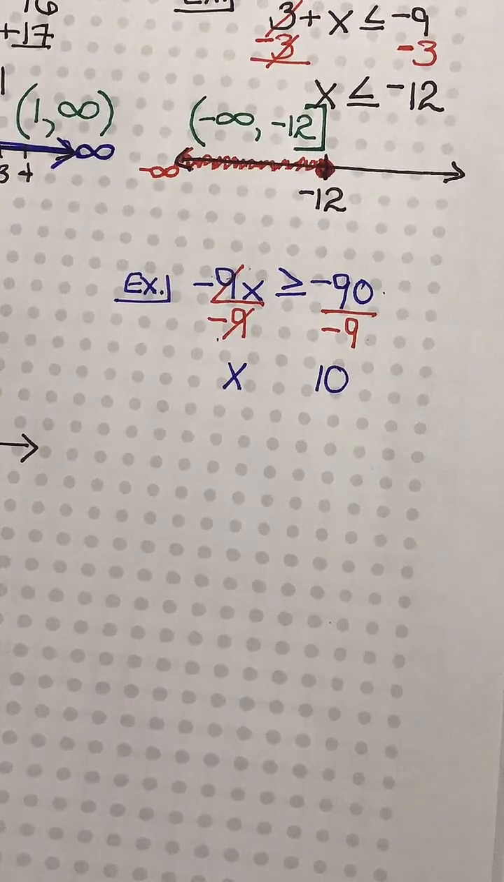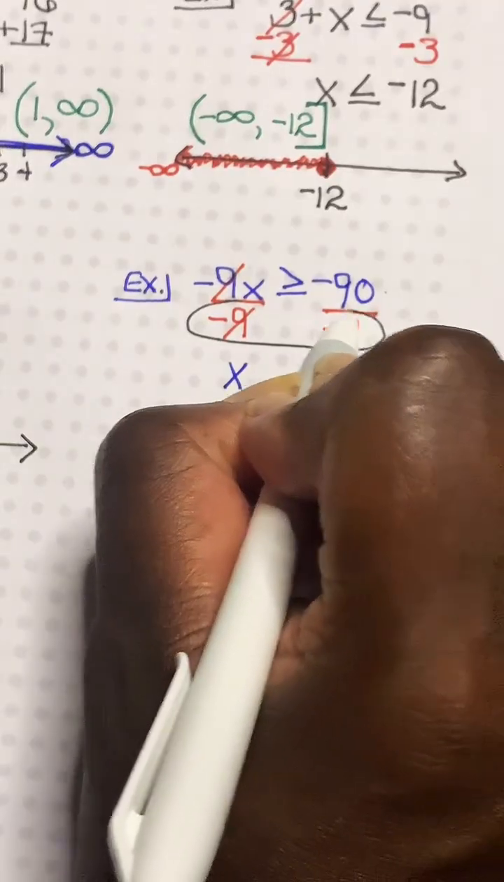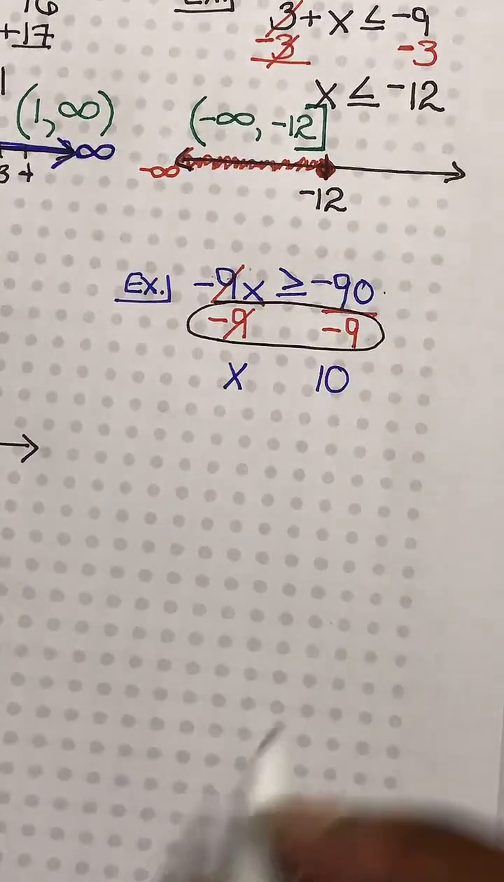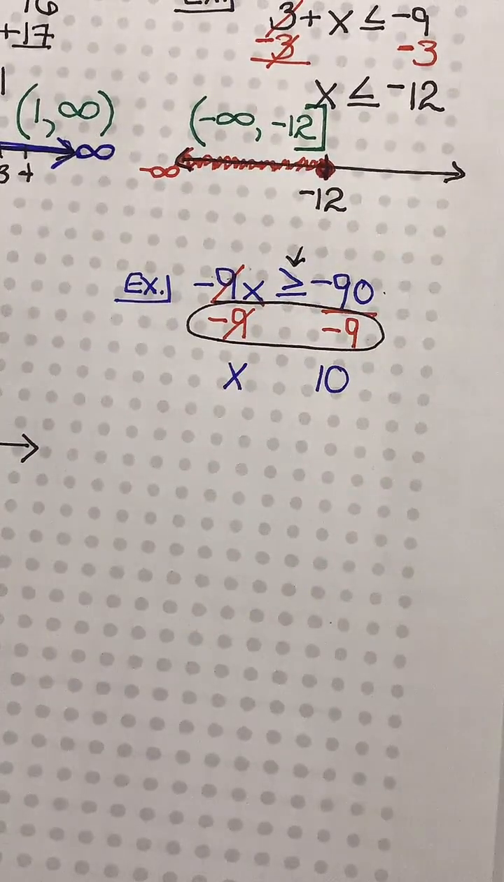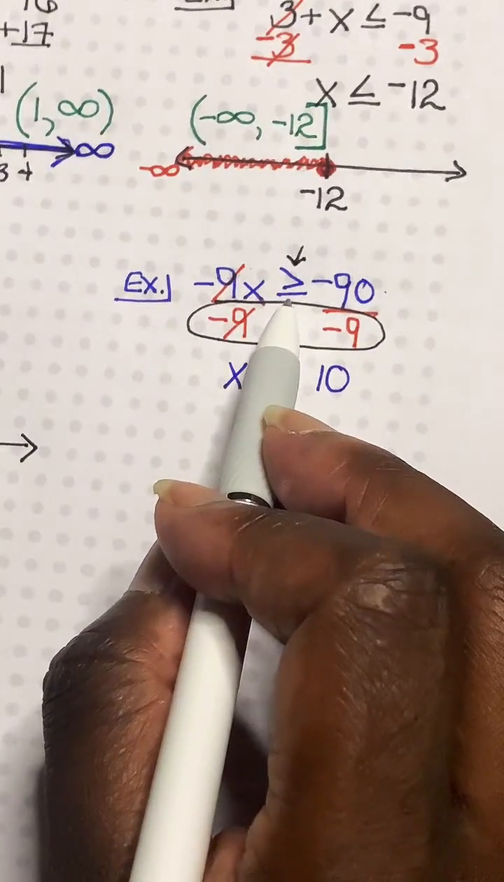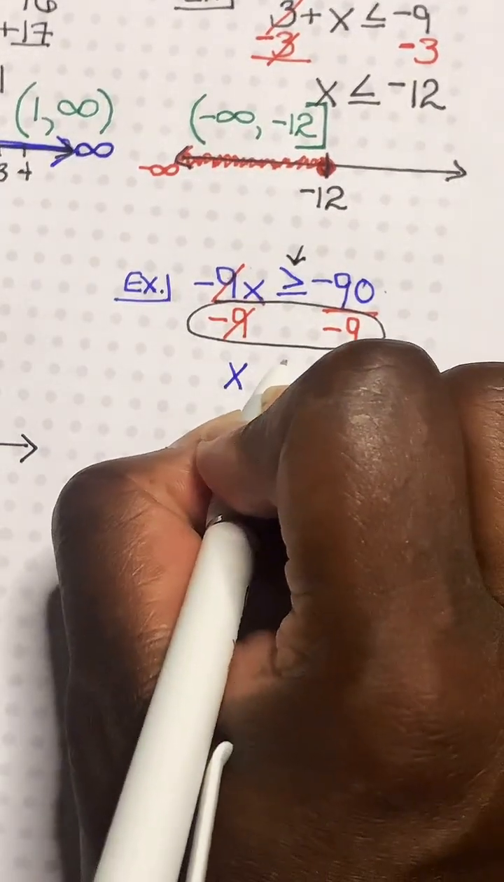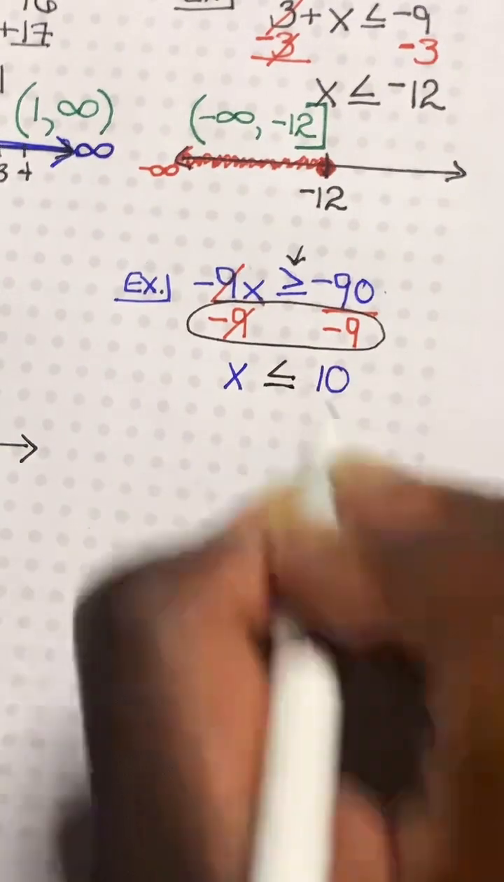Now, since we divided by a negative number right here, that means we have to flip that inequality sign. So instead of it being greater than or equal to, it's now going to be less than or equal to.